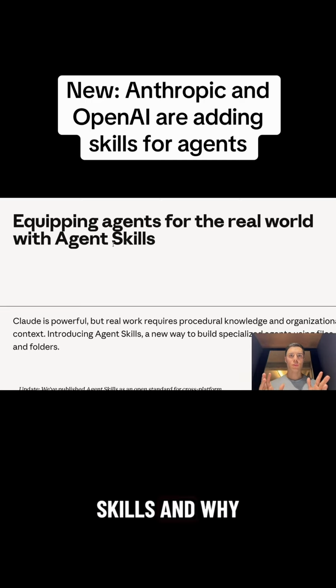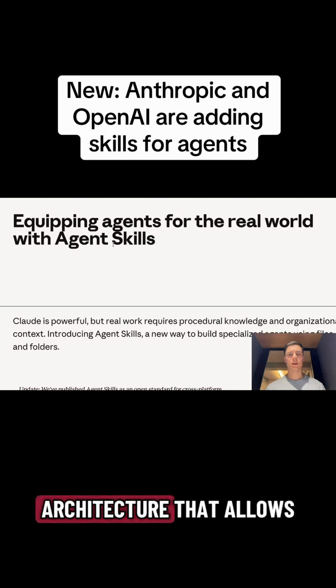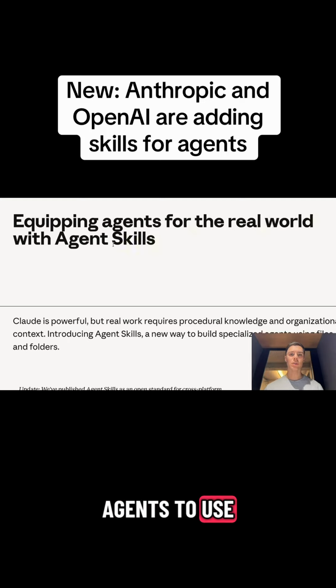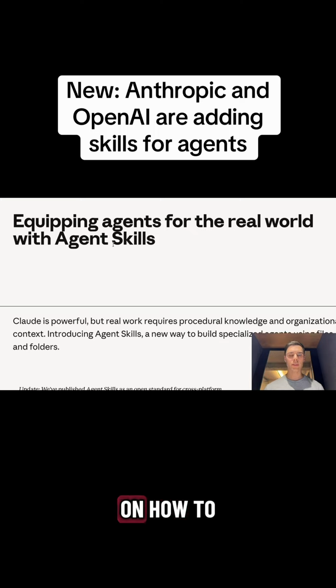What are agent skills and why should you care? Last month, Anthropic released Skills. Skills is an architecture that allows agents to use specific files as instructions, scripts, or just guidance on how to work similar to how you do. I'm going to show you today how to create your first skill and what it actually looks like.